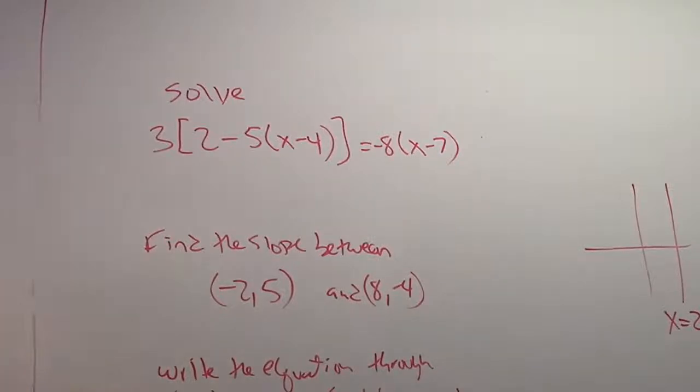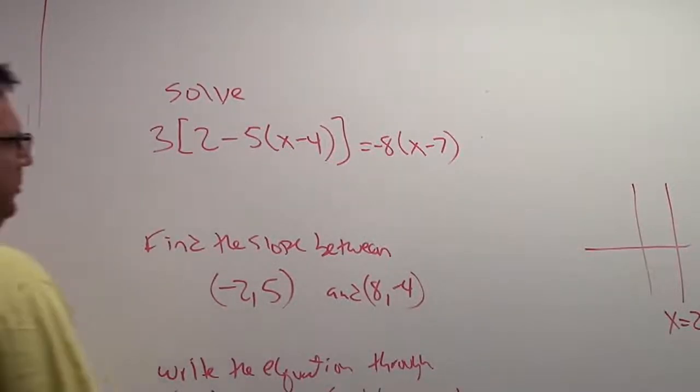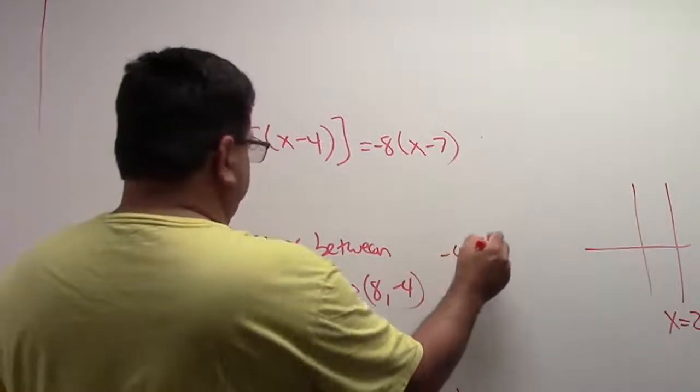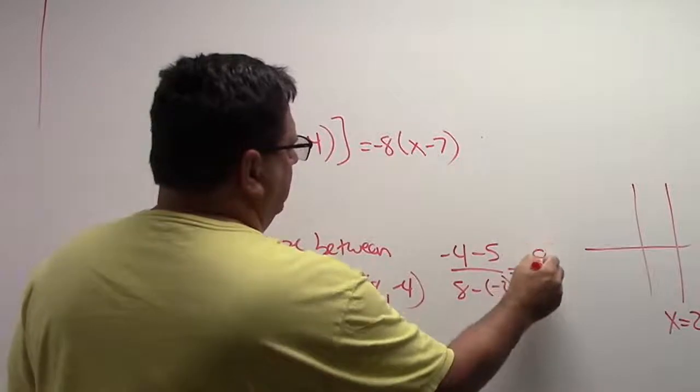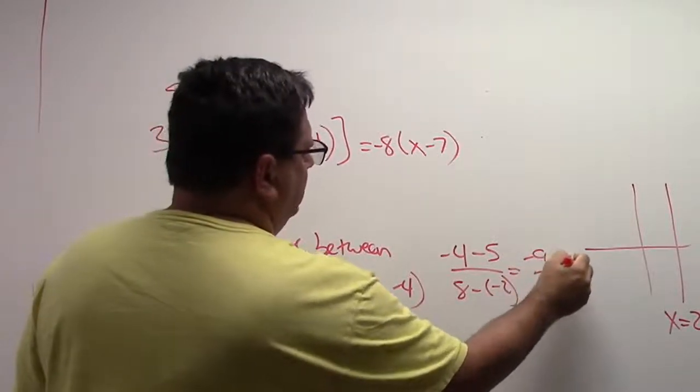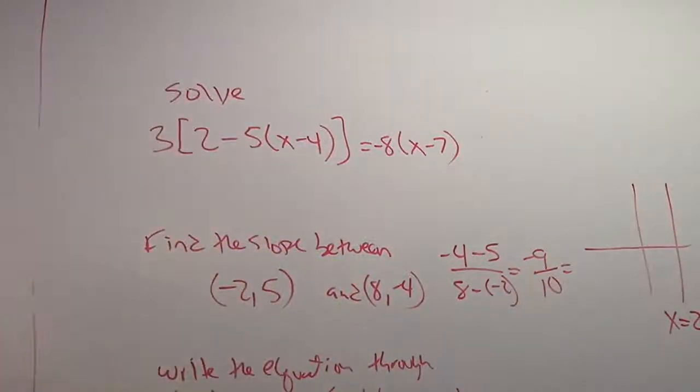X equals 2, yeah? Now, if it was horizontal, it'd be y equals 7. Or if the slope was 0, it would be y equals 7. Brooklyn, is that okay? All right. Now, what's the slope between 2 points? Negative 4 minus 5 over 8 minus negative 2, negative 9 over 10, which is just negative 9/10 or 0.9. On the final exam, that would be written as a fraction, though. It would not be done as a decimal. All right.